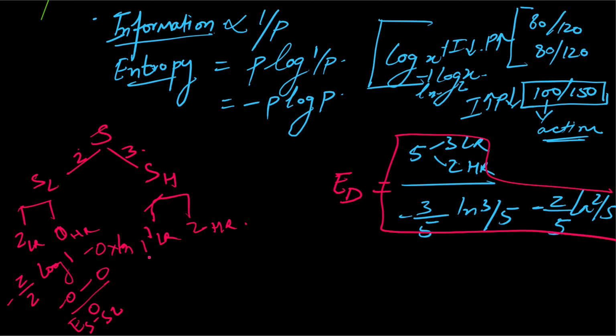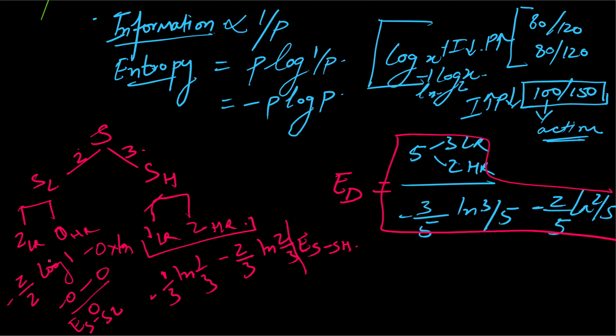Let's compute the entropy for this part. So we have 1 by 3 of log of 1 by 3, and 2 by 3 of log of 2 by 3. Let's call it the entropy of my systolic split where systolic is equal to high.